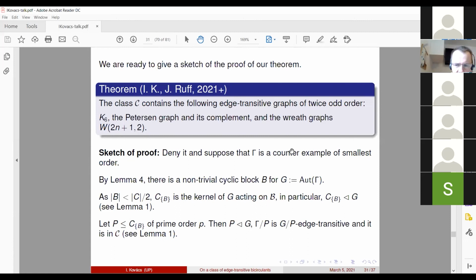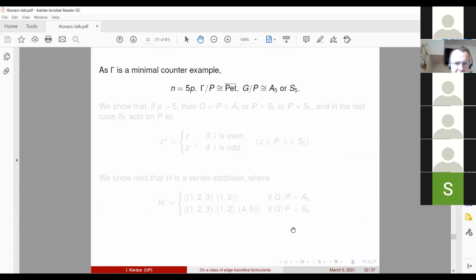And now you take a subgroup of prime order in this normal subgroup. It follows that this subgroup P is normal in the full automorphism group, and you can take the quotient with respect to this normal subgroup of order P. The quotient, again by the lemma, must be a quotient graph in the family, which is still H-transitive with respect to this quotient group. By the minimality condition, it follows that n should be 5 times P, and the quotient graph must be the complement of the Petersen, and the quotient group must be A5 or S5.